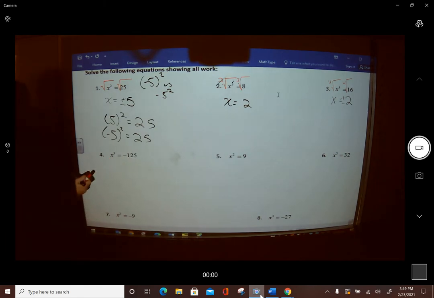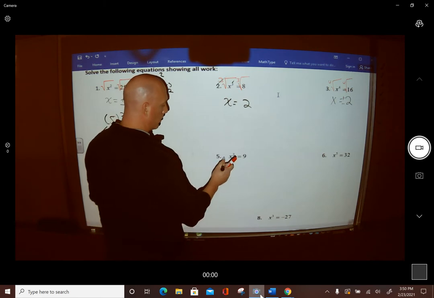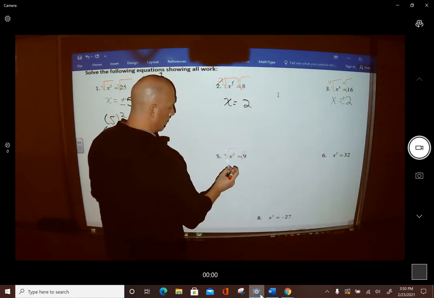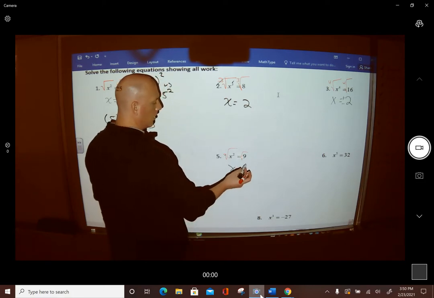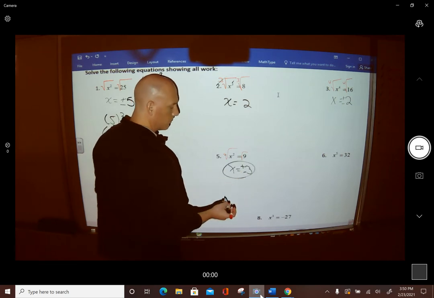X cubed is negative 125. So I'll give you a second to think. You should be third rooting both sides. That leaves me with x equals negative 5. Odd root, one answer. X squared equals 9. All right. Square rooting both sides. X equals 3, even root, positive negative.